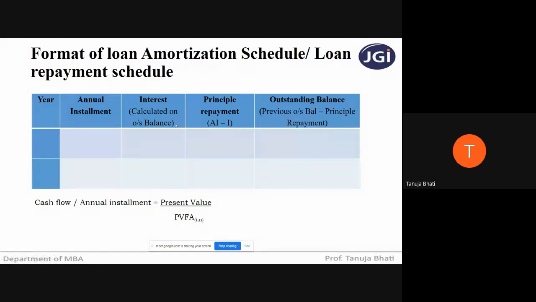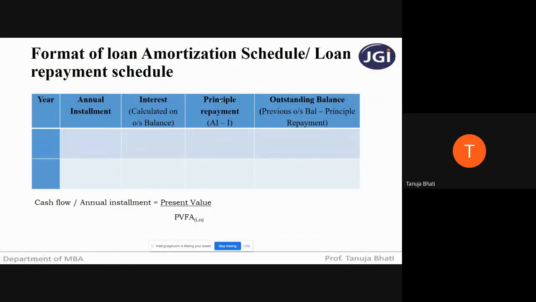Practically, I will show you by solving the sum. But for now, just understand that the annual installment has two portions in it. One is the interest, one is the principal. Always, from the annual installment, the first portion will go to the interest. After giving to the interest, whatever is remaining goes to the principal repayment. And interest is always calculated on the outstanding balance, because obviously on what is still payable to the bank, on that value only the bank will charge interest.